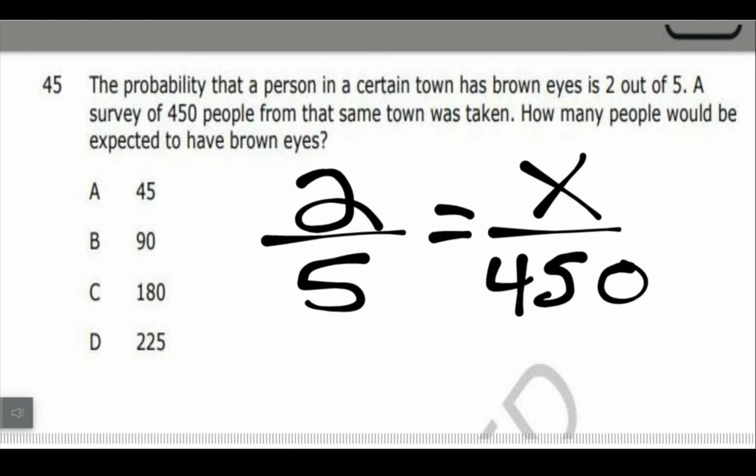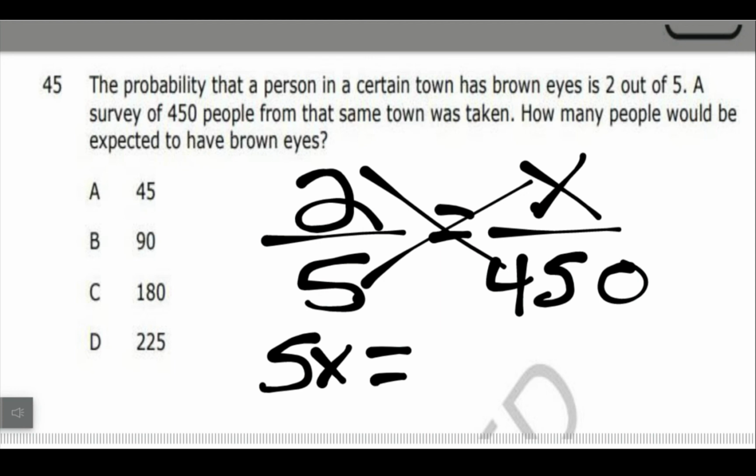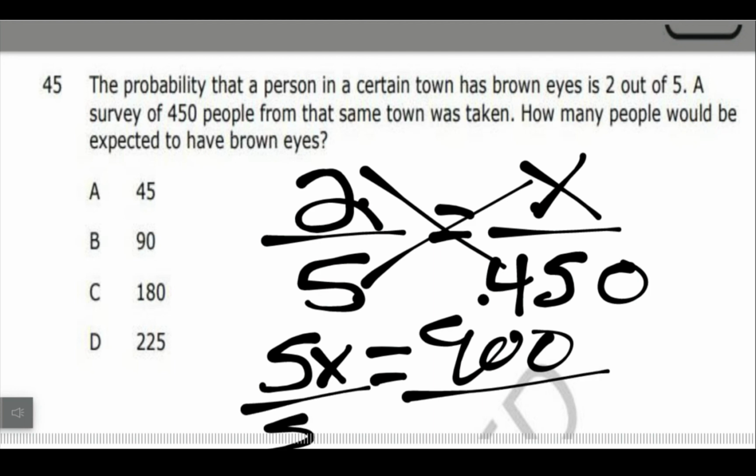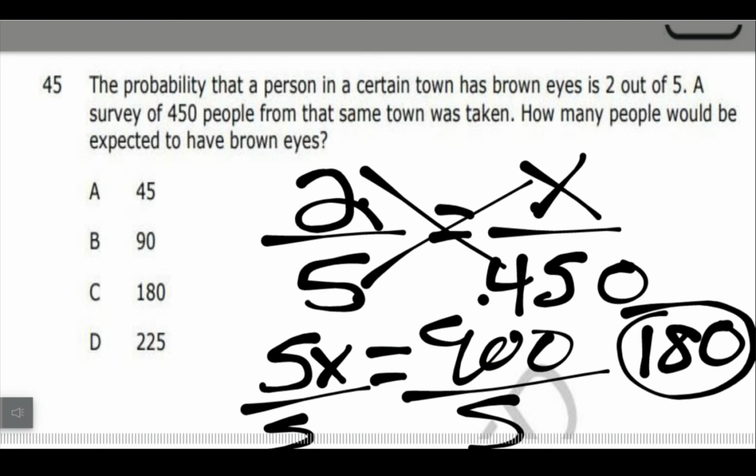All right. And then to solve this, I would cross multiply. 5 times x is 5x. 2 times 450 is 900. And then I just want to divide that by 5. So 900 divided by 5 is 180. All right, which would be C.